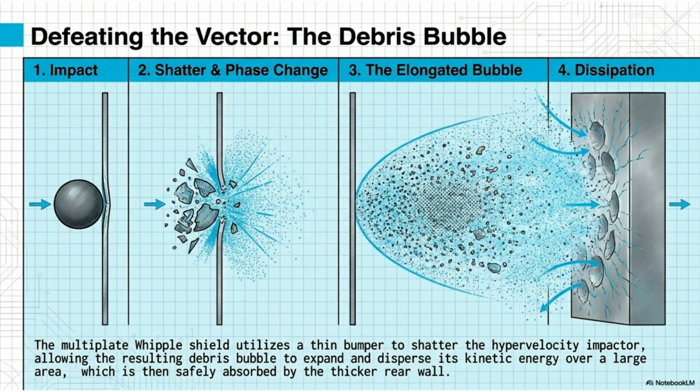The multi-plate Whipple shield defeats the vector by creating a debris bubble. A thin bumper shatters the impactor, allowing the debris bubble to expand and disperse its kinetic energy before being safely absorbed by the thicker rear wall.